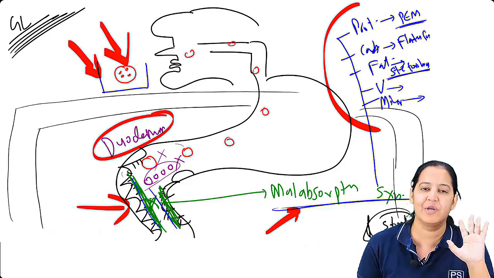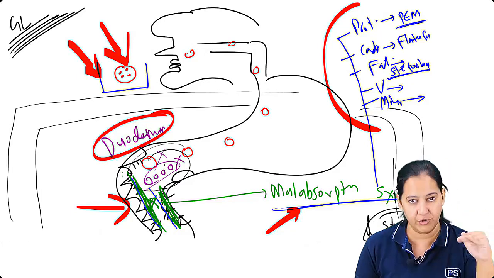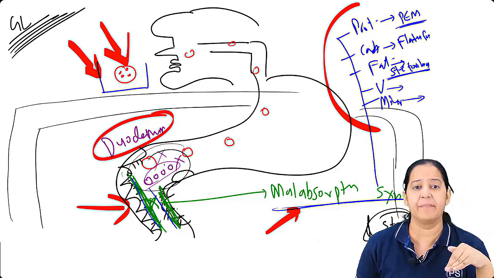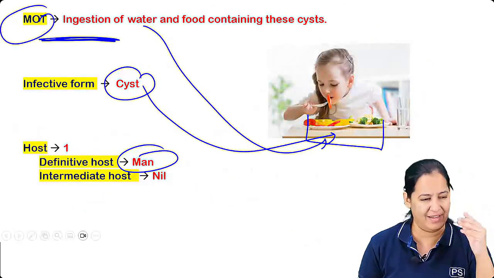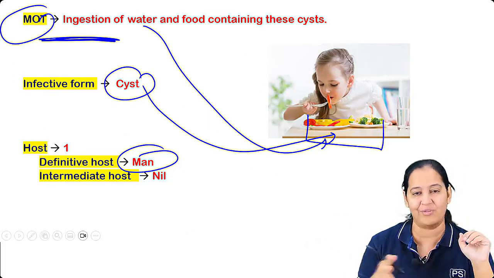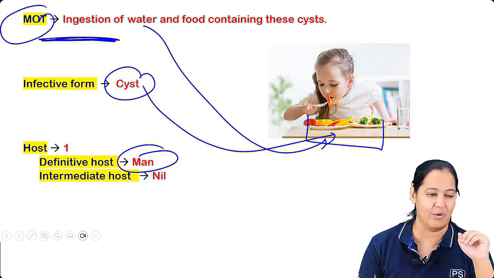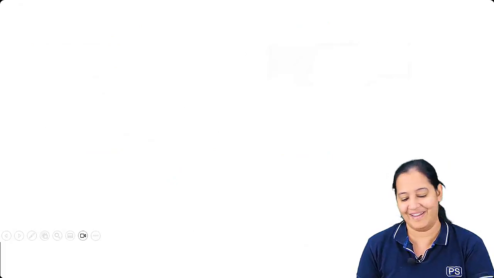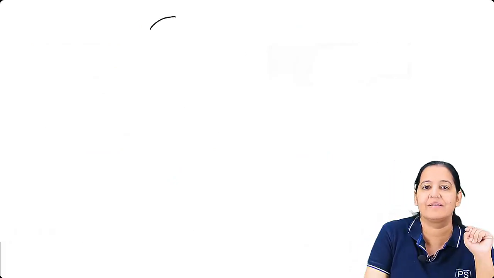Excystation occurring in the duodenum. Duodenum के बाद क्या आएगा? Jejunum. फिर क्या आएगा? Ileum. फिर क्या आएगा, ascending colon. अरे यार, that diagram is gone and I cannot draw it again. It cannot come again. I mean, by mistake it is gone. I have to draw it again. It will take a minute. Just give me a minute.